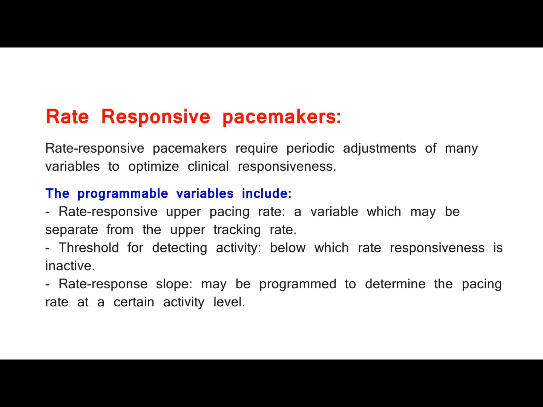Rate-responsive pacemakers. Rate-responsive pacemakers require periodic adjustments of many variables to optimize clinical responsiveness. The programmable variables include rate-responsive upper pacing rate, a variable which may be separate from the upper tracking rate. Threshold for detecting activity, below which rate responsiveness is inactive. Rate response slope may be programmed to determine the pacing rate at a certain activity level.